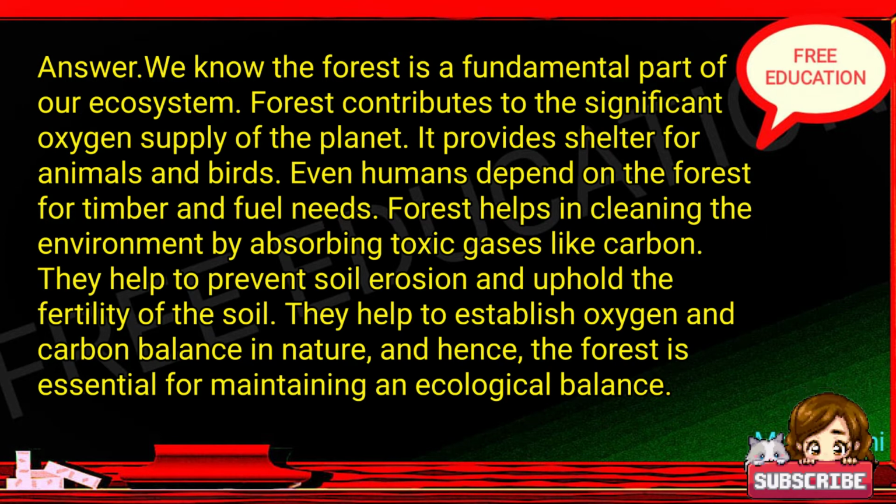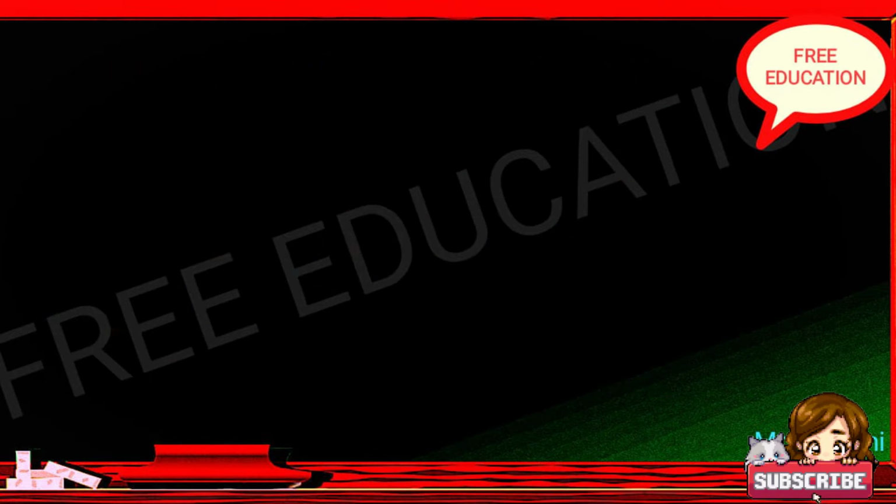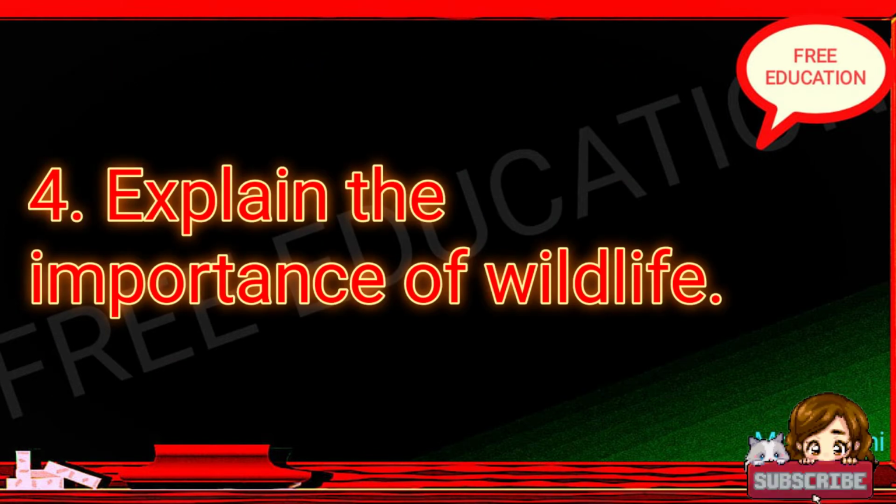Even humans depend on the forest for timber and fuel needs. Forest helps in cleaning the environment by absorbing toxic gases like carbon. They help to prevent soil erosion and uphold the fertility of the soil. They help to establish oxygen and carbon balance in nature, and hence, the forest is essential for maintaining an ecological balance. 4. Explain the importance of wildlife.